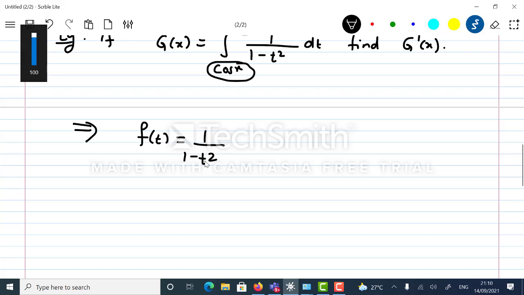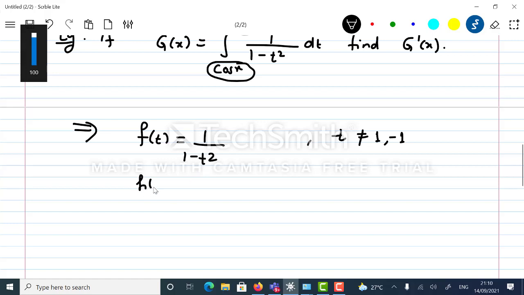So this function, 1 upon this, the reciprocal, is continuous. The constant function, and the denominator is 1 minus t square. So it is a ratio of these two functions. The reciprocal function is continuous if this 1 minus t square is not equal to 0. So we assume here t is not equal to plus 1, minus 1. So we are excluding the domain which do not cover plus 1 and minus 1.